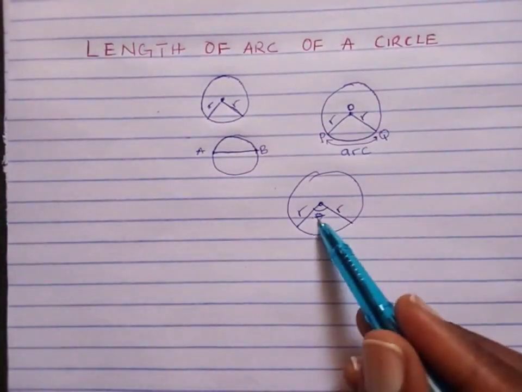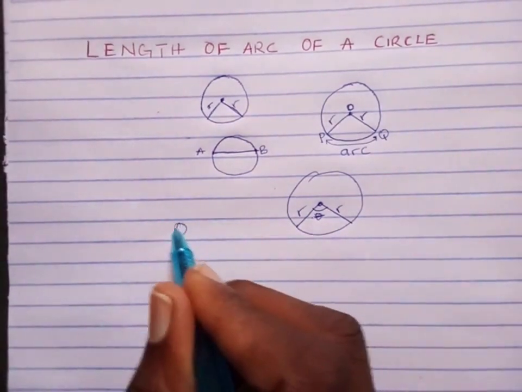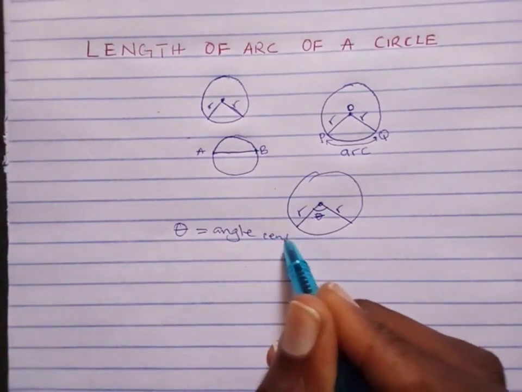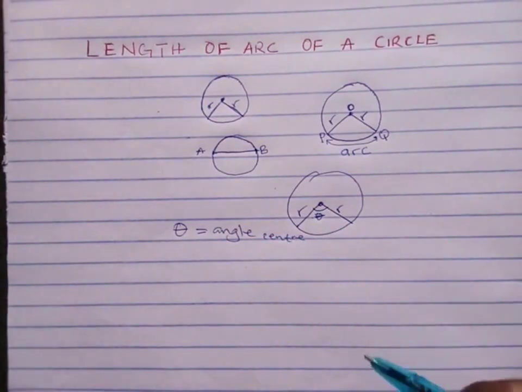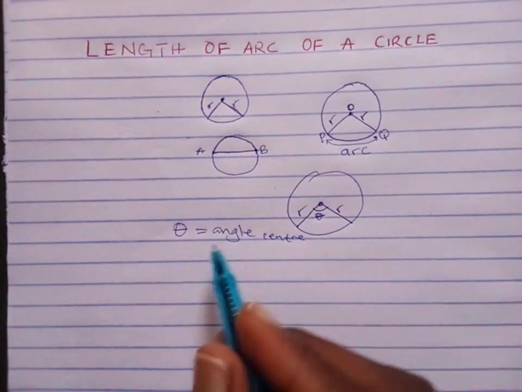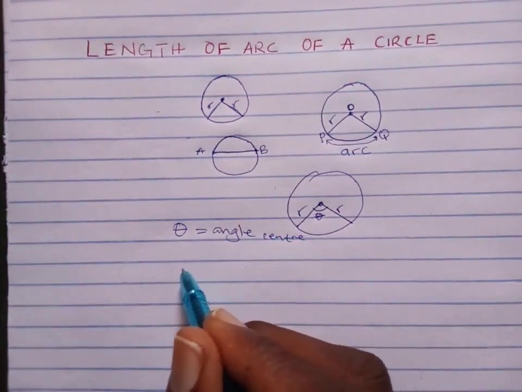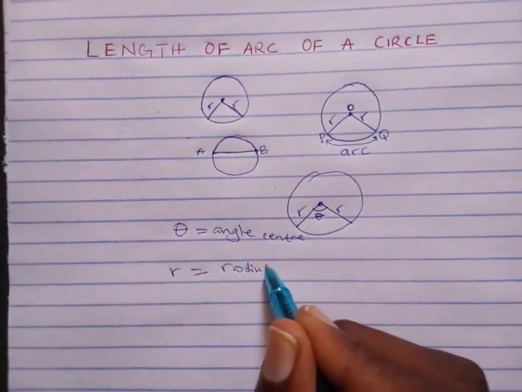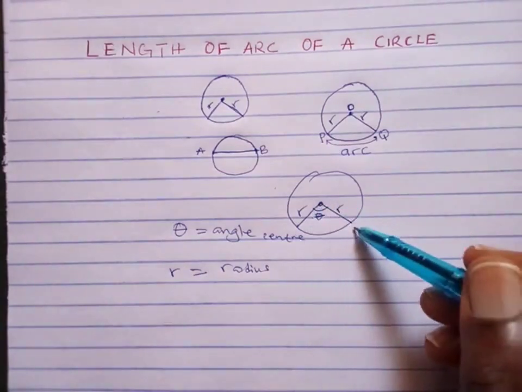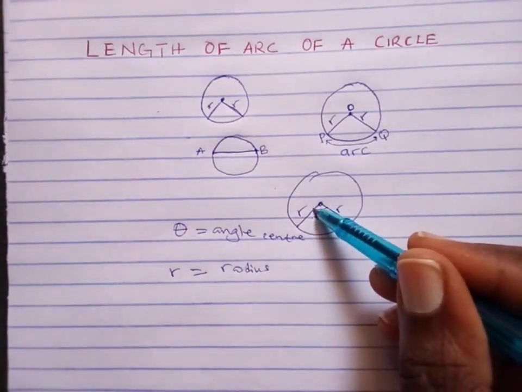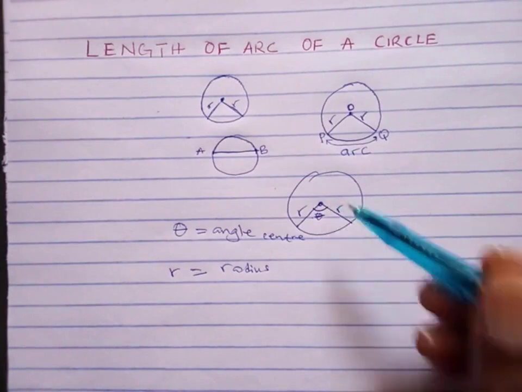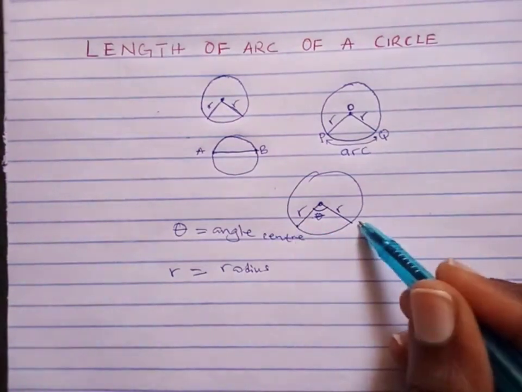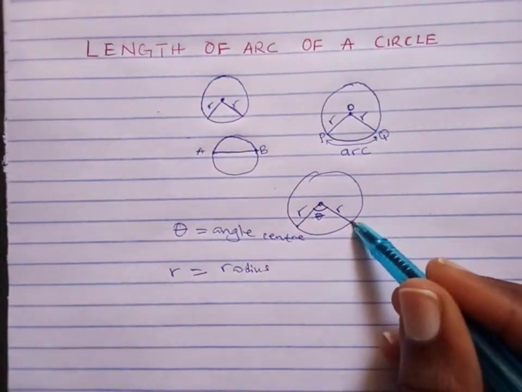So two dimensions must be known. Number one, we need to know the angle at the center. That is the angle that is subtended at the center by the arc. Another dimension we need to know is the radius of the circle. So once these two dimensions are known, the angle that is subtended at the center and the radius of the circle, we can be able to calculate the length of this arc.